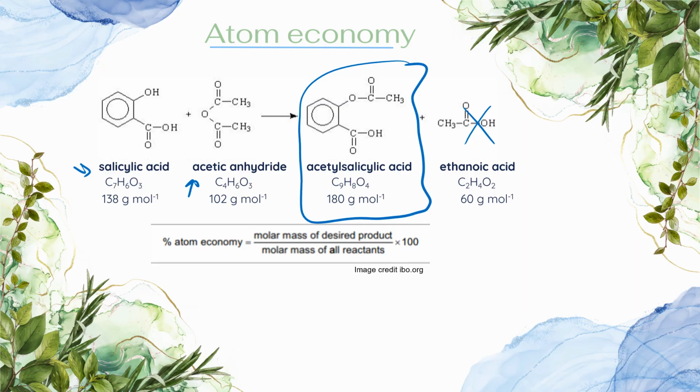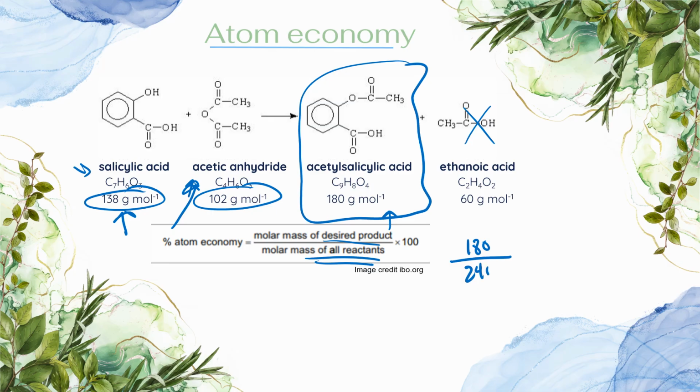So to calculate percent atom economy of this reaction, we're going to take the molar mass of our acetyl salicylic acid, also known as aspirin. That is 180 grams per mole. Divided by the molar masses of all my reactants, the salicylic acid plus the acetic anhydride. 138 plus 102 is going to give us a grand total of 240 grams per mole. Times 100 to turn this into a percent.